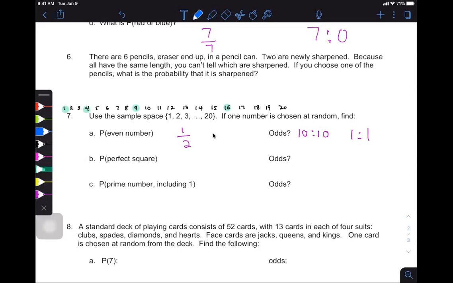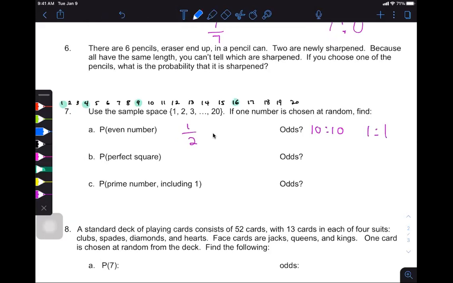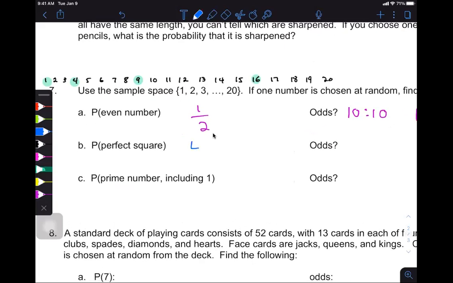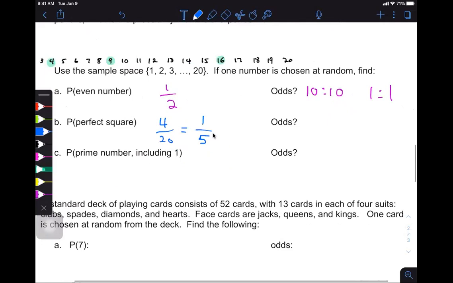4 out of 20. Good. What does that reduce to? One fourth. Not 1/4, 1/5. Good. What are the odds going to be? If your probability is 1/5, what would your odds be for 1/5?